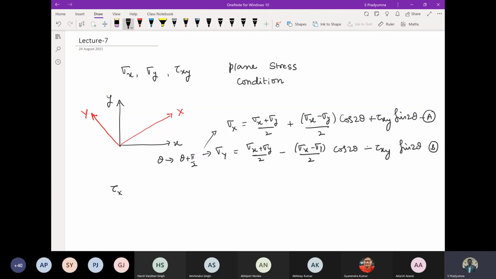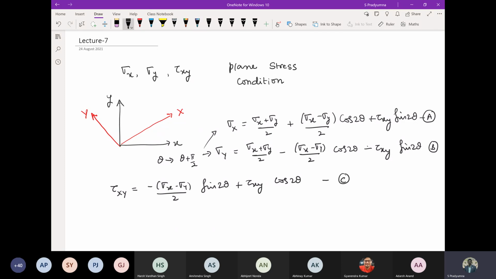And finally, we can get the shear stress tau capital XY equal to minus sigma x minus sigma y by 2 sin 2 theta plus tau xy cos 2 theta. So this was equation C.